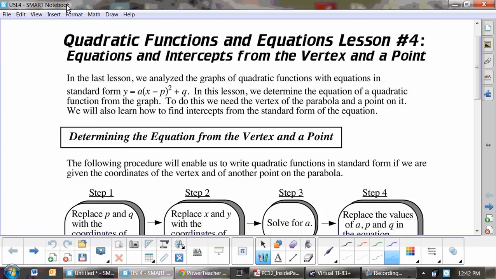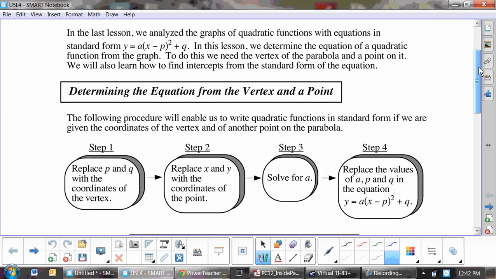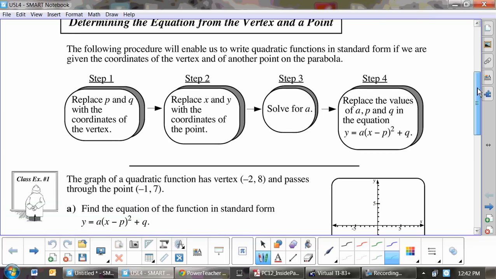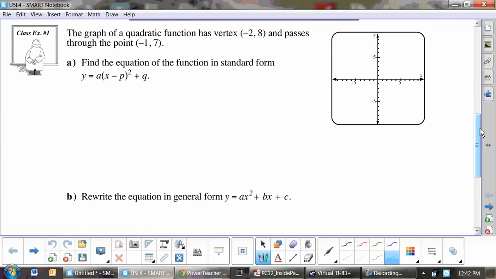Okay, so today is a nice short lesson actually. So we're going to focus. And if you have a question, you can put up your hand. But the first thing we're going to do is jump right to example number one.